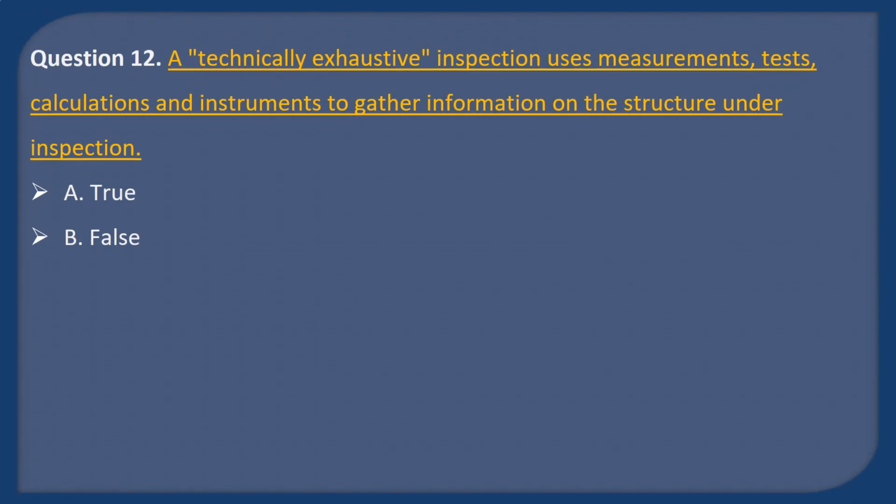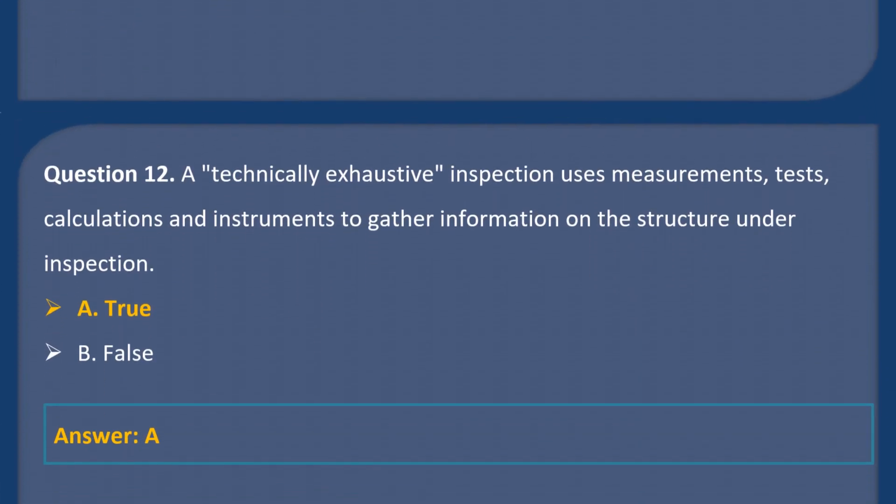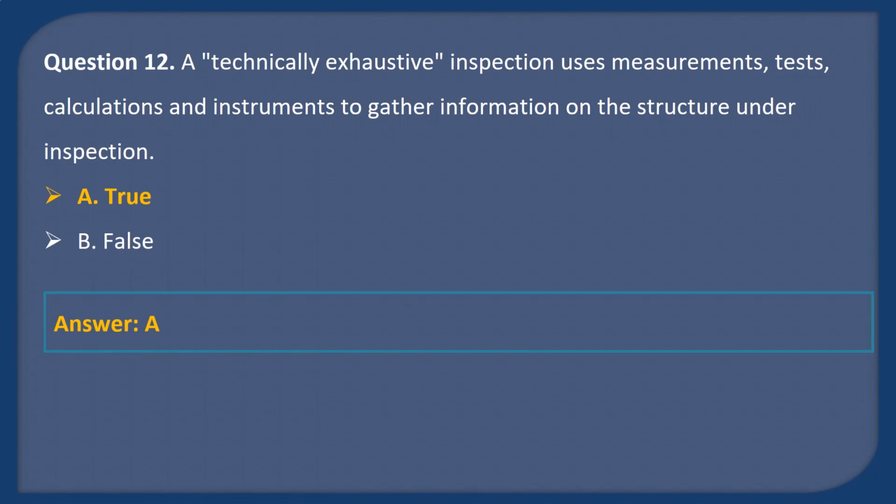Question 12. A technically exhaustive inspection uses measurements, tests, calculations, and instruments to gather information on the structure under inspection. A. True. B. False. Answer A.